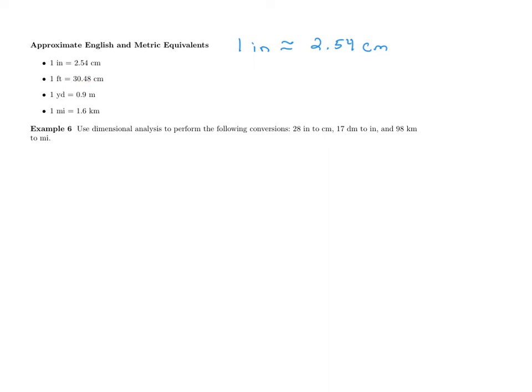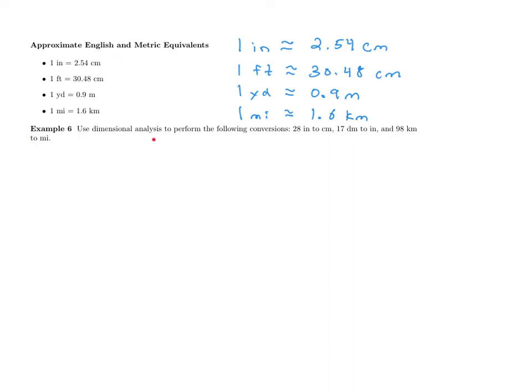Likewise, we have 1 foot is equal to 30.48 centimeters. You might also see 1 foot is approximately equal to 30.48 centimeters. They're very close. We also have that 1 yard is equal to 0.9 meters. You could see 1 yard is roughly 0.9 meters. And 1 mile is equal to 1.6 kilometers. Well, they're approximately equal, 1.6 kilometers. Let's try applying these conversion factors in example 6.